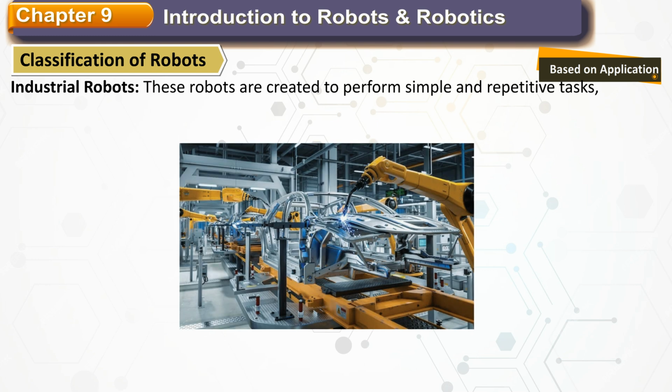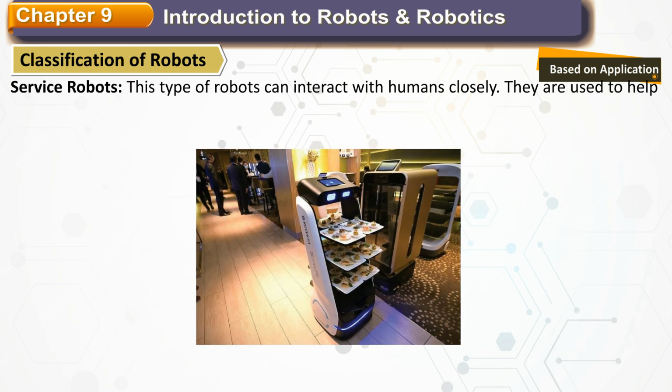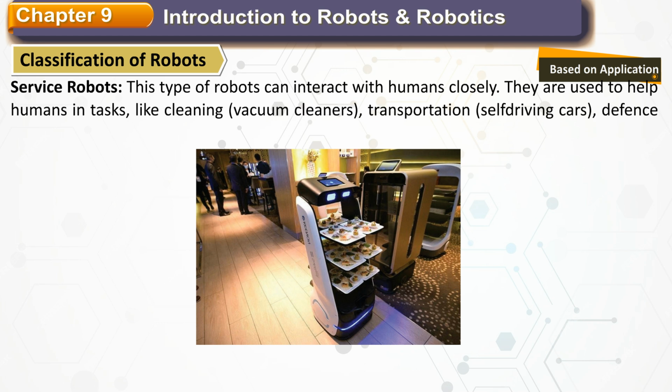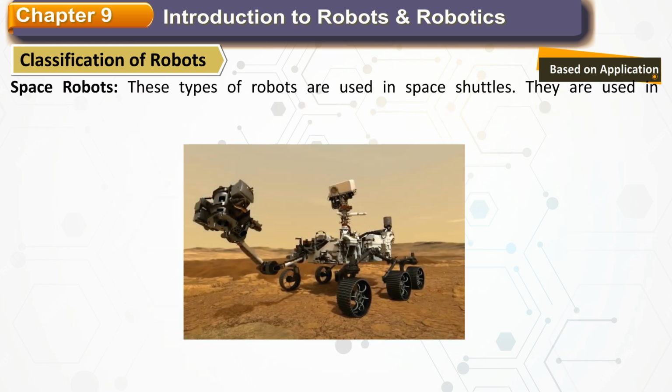Based on application. Industrial robots. These robots are created to perform simple and repetitive tasks in a well-defined environment. Today's industrial robots can change objects in different positions and even recognize various objects. Service robots. This type of robot can interact with humans closely. They are used to help humans in tasks like cleaning, vacuum cleaners, transportation, self-driving cars, defense applications, drones, and medical procedures, surgery, etc.